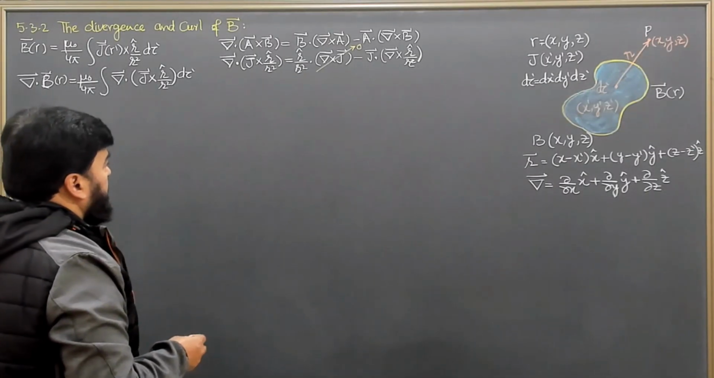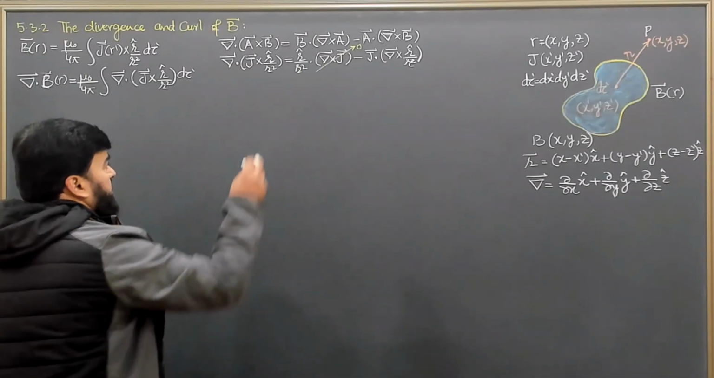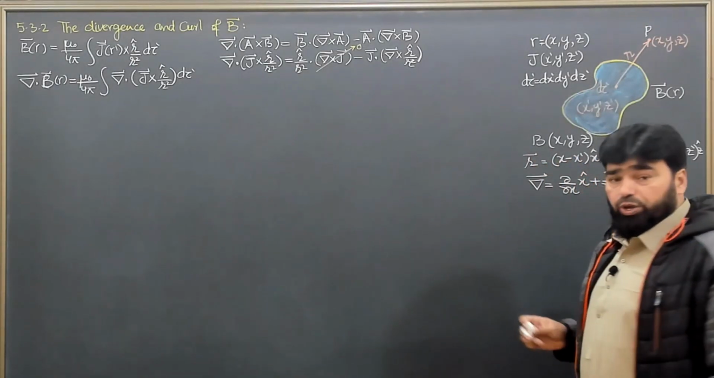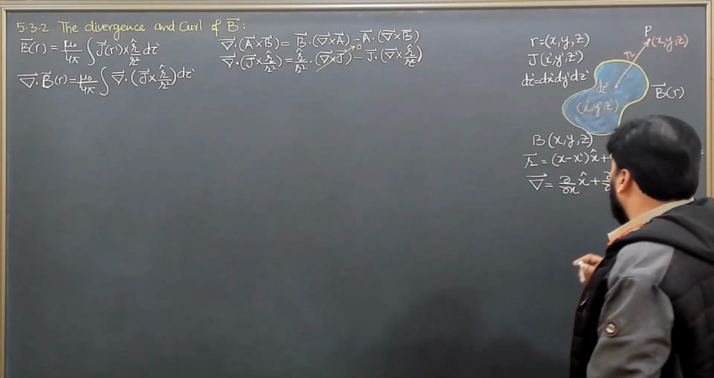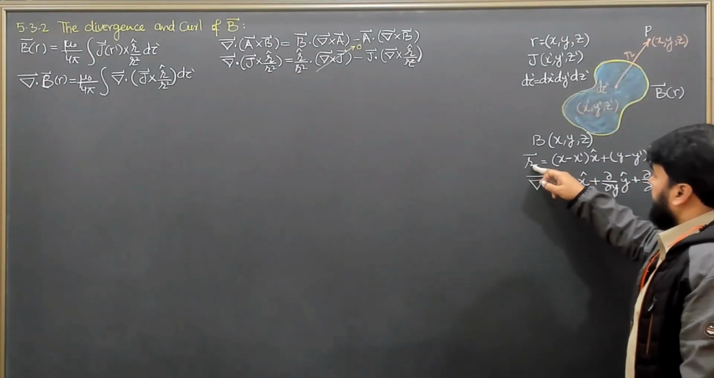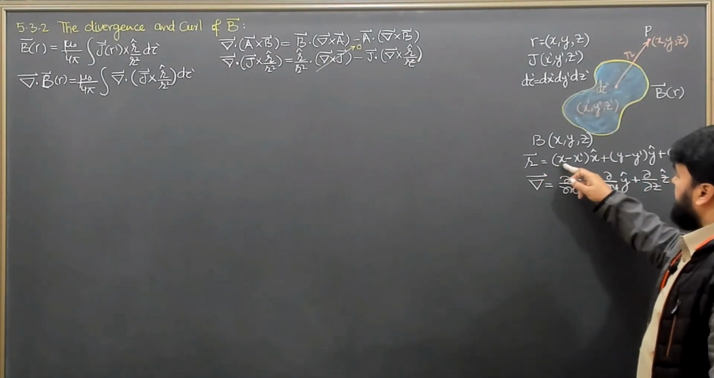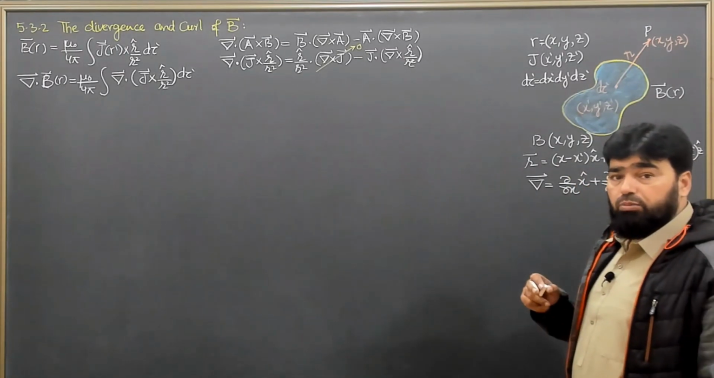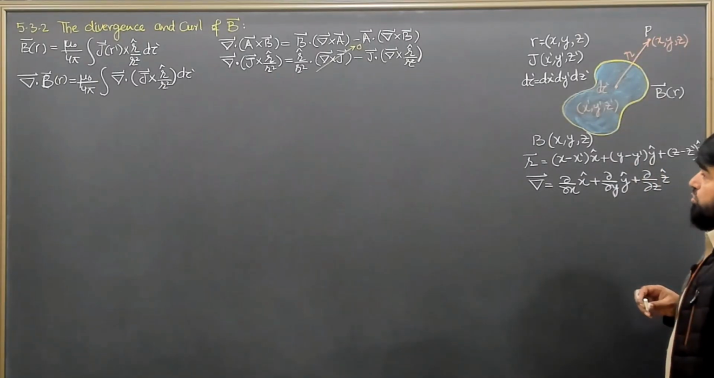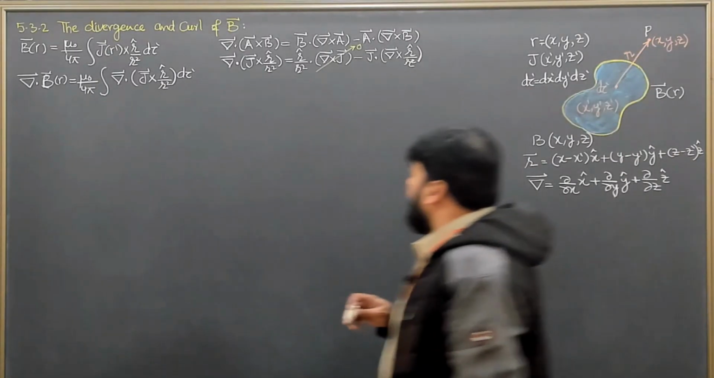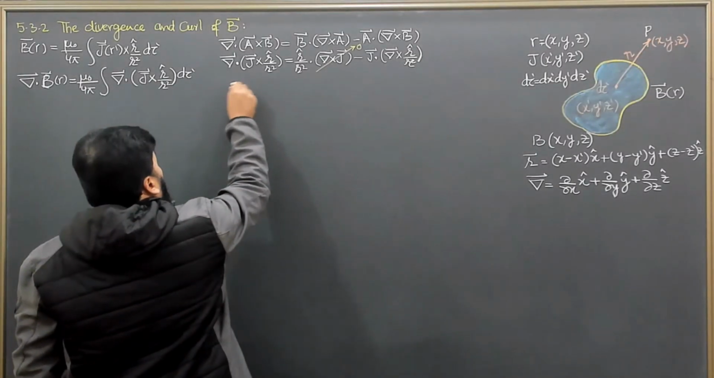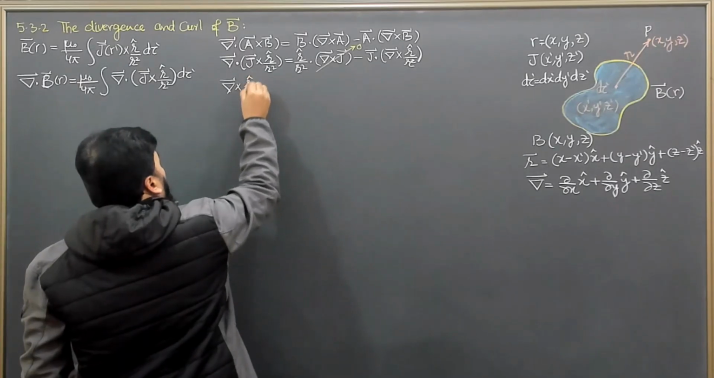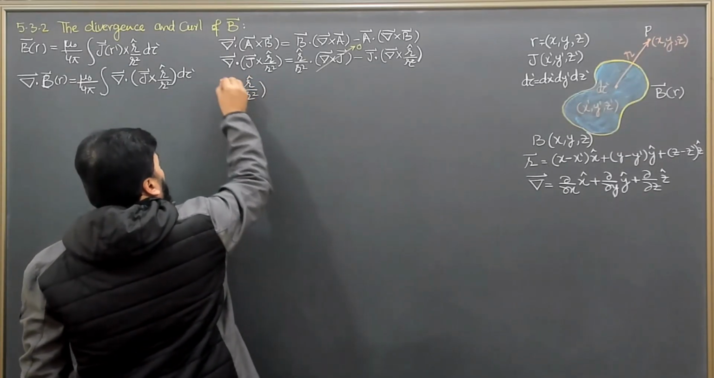One term remains here, and that is del cross r unit vector over r squared. We will have to calculate this one because here we see that r is a composite, depending on both x and x prime, both the primed and unprimed. So it means we will have to calculate del cross r unit vector over r squared.